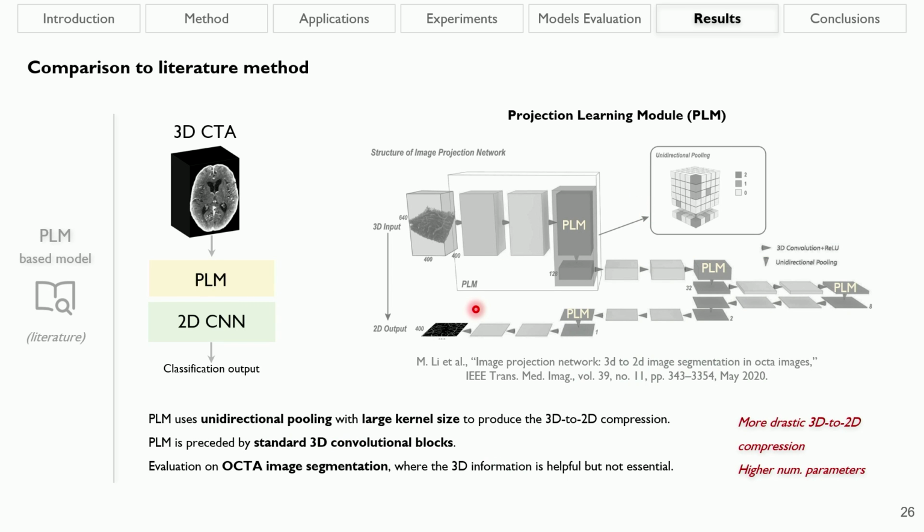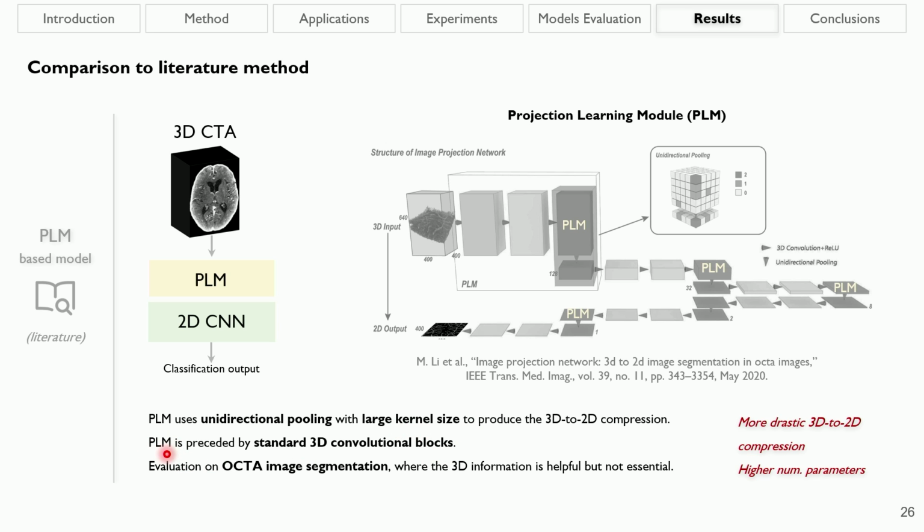We also compared our method to a method found in the literature. This method is an image projection network that consists of a segmentation network that tries to encode 3D information into a 2D image plane using a projection learning module. The main difference of this method with respect to ours is that the projection learning module that they use uses only unidirectional pooling with actually larger kernel size to produce the 3D-to-2D compression.